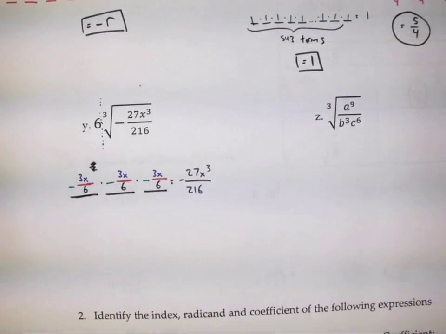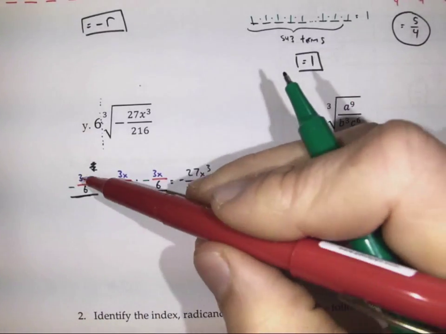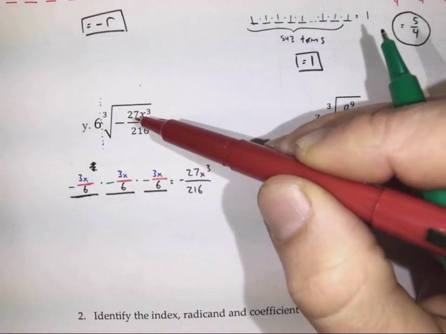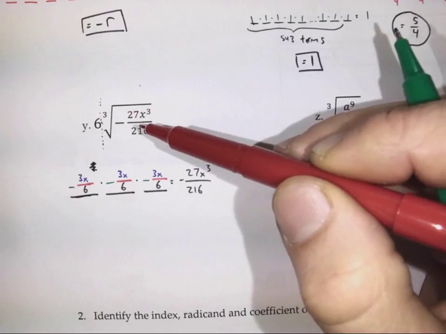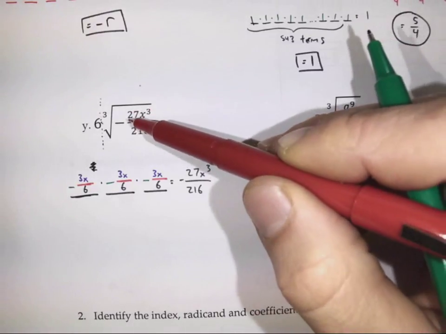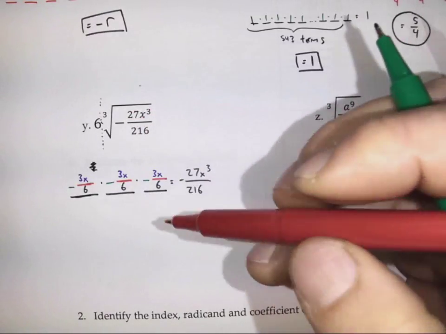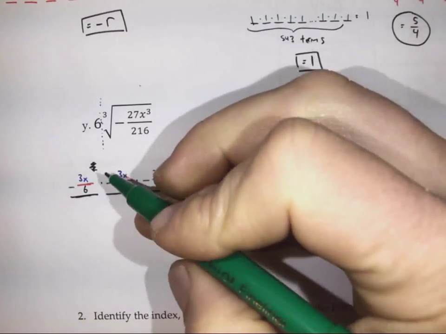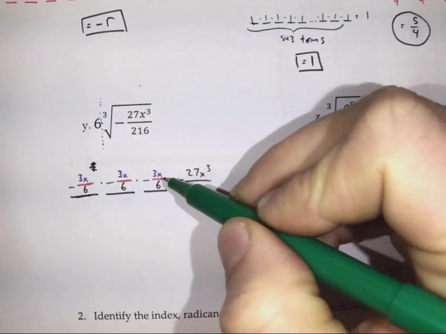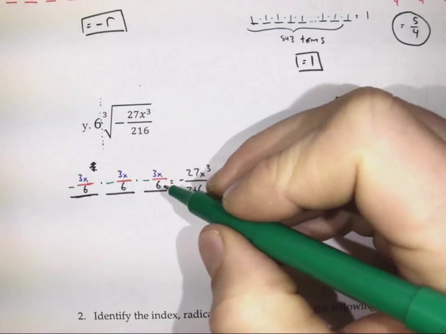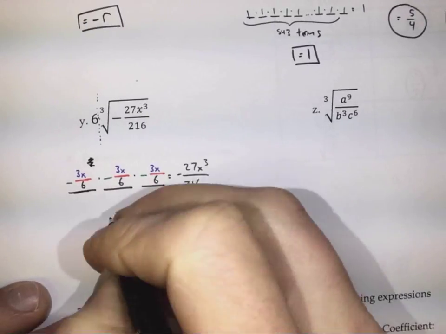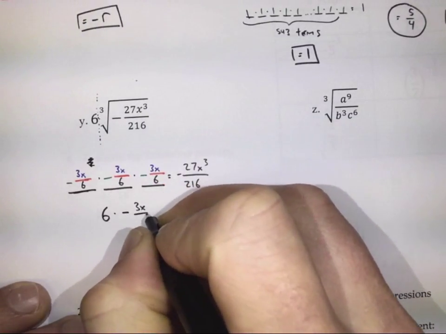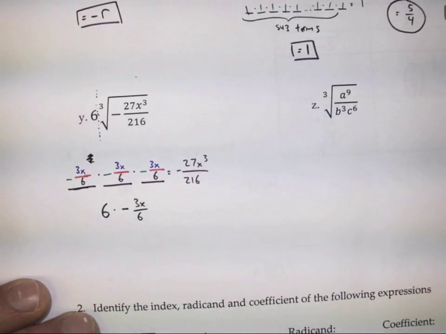Oh, interesting. I see now that actually we could have simplified these from the start because they're both divisible by 3. They have 3 as a factor. So we could have made the whole question simpler. But we didn't because, well, I didn't see that. Maybe you did. All right, so we know the whole cube root is actually just negative 3x over 6. So I'm going to rewrite it. 6 times negative 3x over 6. Now I'm going to do two things here.